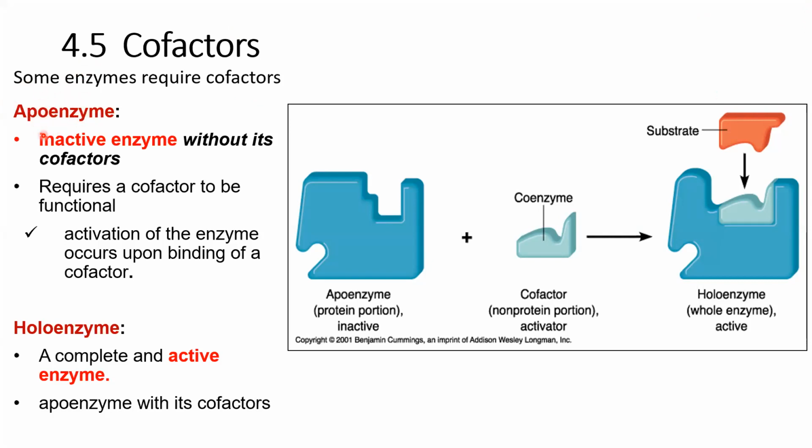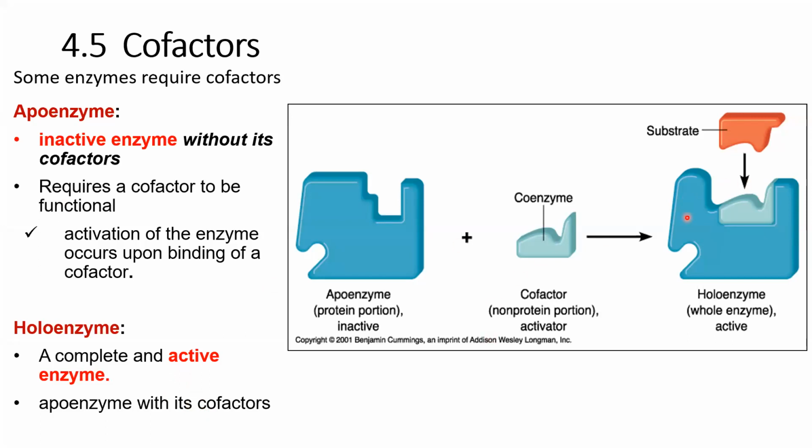What is enzyme? Enzyme is in the inactive state because it has no cofactors in the active site of the enzyme. So in order for the enzyme to be functional and activated, cofactors have to bind to the active site of the enzyme and activate it. The complete and activated enzyme with its cofactor, we call holoenzyme. Enzyme without cofactors is inactive. Holoenzyme is enzyme with cofactors and it is in the active state.